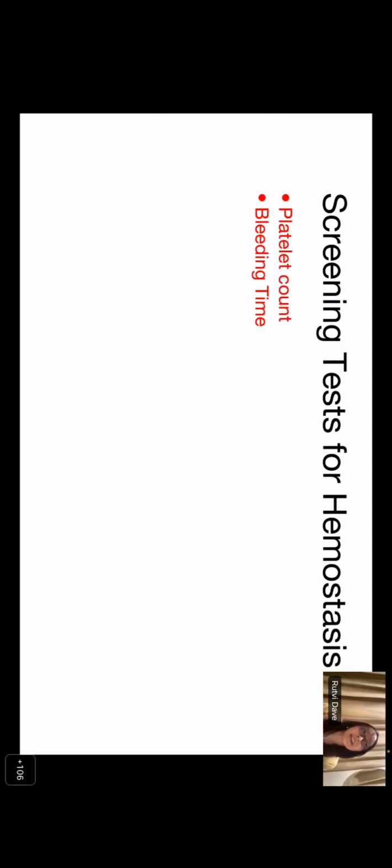But again, to revise, bleeding time is a screening test only to be done in a patient who is presenting with history of bleeding, but it is not a good preoperative screening test. So when a patient presents with a definite history of bleeding, you can do bleeding time as a screening test for primary hemostasis. And what are the screening tests for secondary hemostasis?